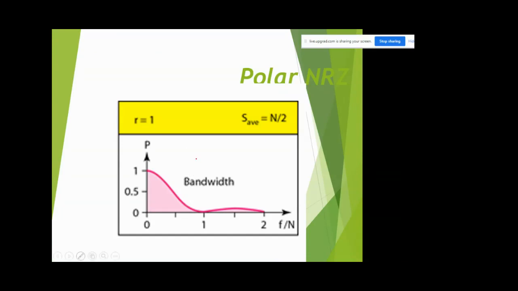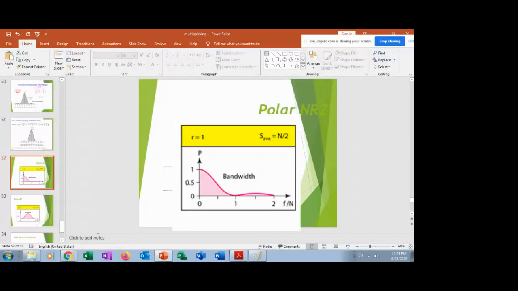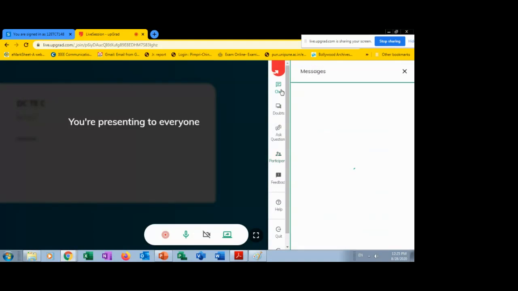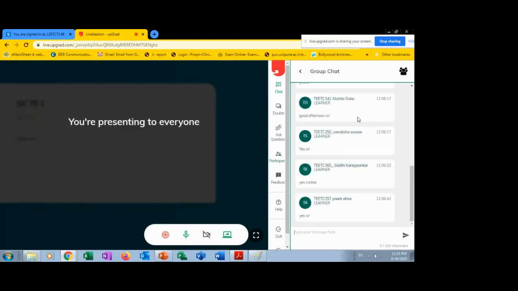Let me know, have you understood or not? Is it okay? Because it's the standard mathematical equation that we are using here.